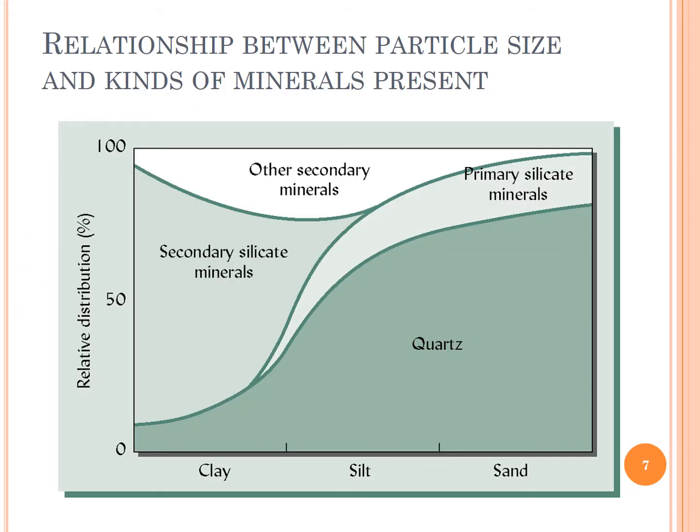There's a relationship between particle size and the kinds of minerals present. So as we get into the larger structures, sand, it's mostly quartz with some primary silicate minerals. Silt is a hodgepodge between quartz, primary minerals, and secondary minerals, but still a large quantity of quartz. Clay being the tiniest, most of the quartz is weathered out, and we have mostly secondary silicate minerals and a few others.